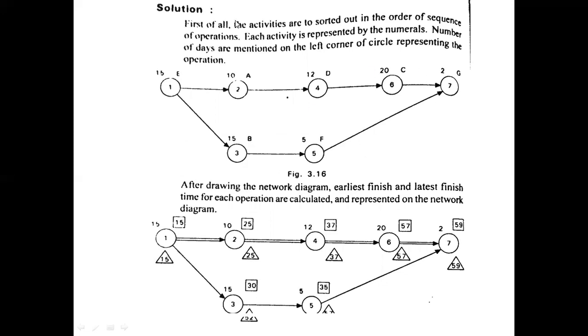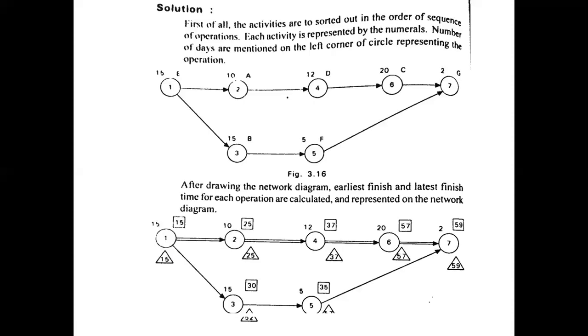So first of all, activities are to be sorted out in the order of sequence of operations. Each activity is represented by numerals. Number of days are mentioned on the left corner circle. Here, the left corner circle represents the operation. So after drawing this network diagram, we have to find out the earliest finish and latest finish time for each operation, which are calculated and represented on the network diagram. See here.